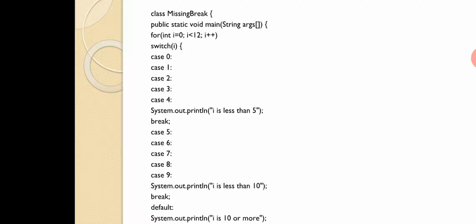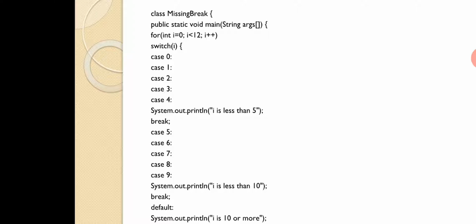Okay, now inside the class you have the main method. Inside the main method you have one for loop. That for loop will run 12 times, isn't it? I equal to 0, I lesser than 12, I plus plus. So total 12 times this for loop will execute, it will iterate.